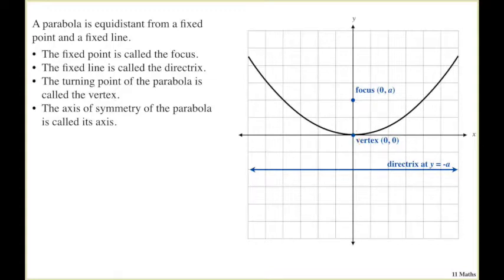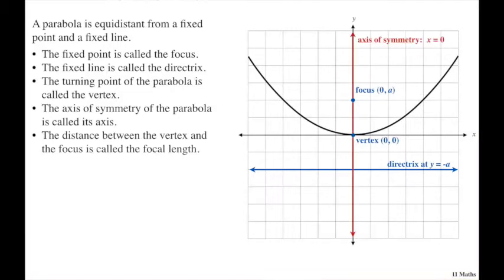So let's actually look at the axis of symmetry now. The axis of symmetry is the line that goes, in this case, along the y-axis. The axis of symmetry is the line that the parabola reflects across, and if it's the y-axis in this case, then the equation of that is the line x equals 0.